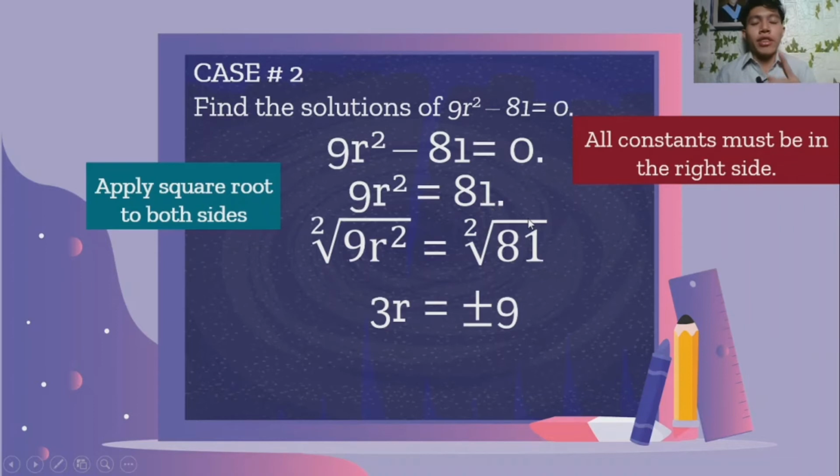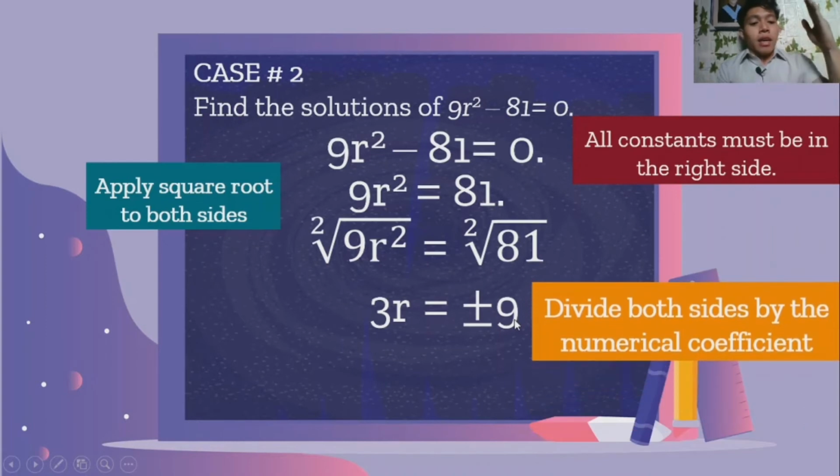Square root of 81, think of a number that when you multiply by itself, the answer is 81. Ayan na, nakasulat. That is 9. Okay? So, the square root of 81, that is positive, negative 9. So, we have 3r is equal to positive, negative 9. So, anong sabi? Divide both sides by the numerical coefficient para ma-solve mo yung r.